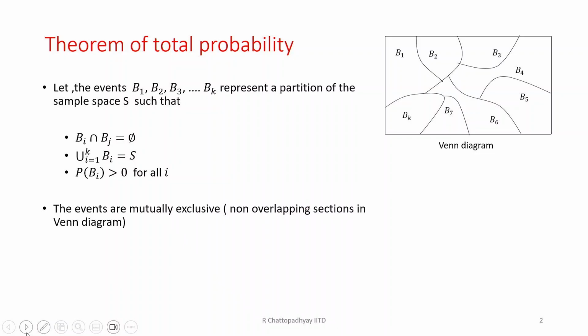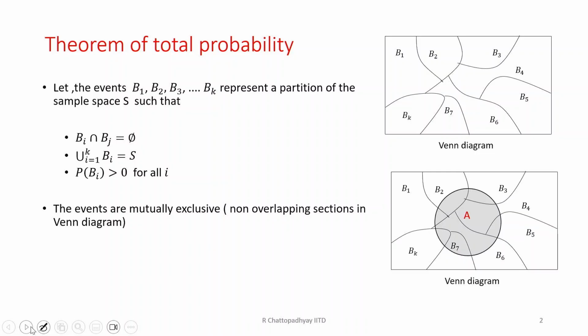When the events as shown by B1, B2, B3, all these, are not intersecting each other, that means they are basically mutually exclusive. So in this particular case, the events are mutually exclusive. There is no overlapping between the sections which are shown here. So these are part of understanding the total probability.